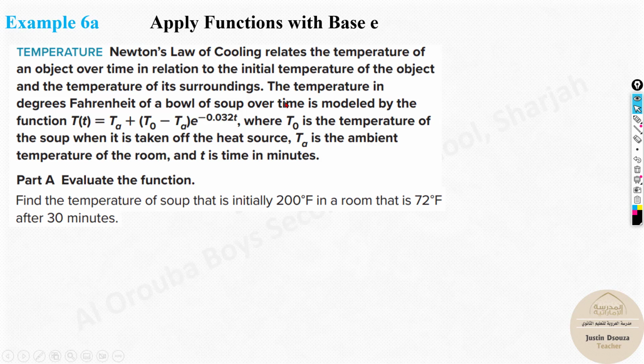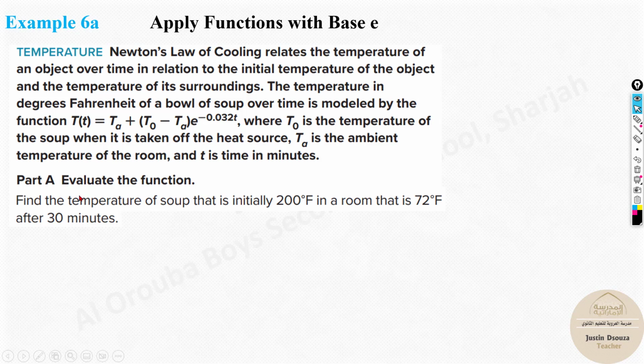It's given over here. This is the function where T0 is the temperature of the soup when it is taken off the heat source, and TA is the ambient temperature of the room. t is the time in minutes, the small t. What is this ambient? Ambient means ambience, surrounding, nearby surrounding, the room, the surrounding room or the space.